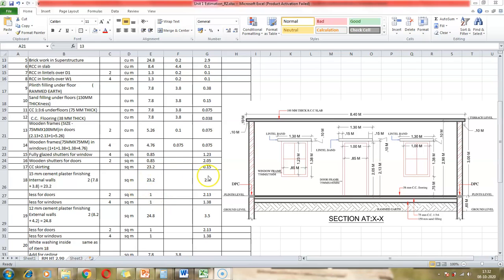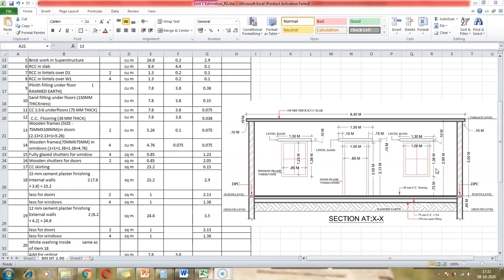And we know that the height of the room is 2.9 meters, that we can see from the section. So the perimeter of the room into the height of the room is the quantity of cement plaster finishing in internal walls. So we have 23.2 as the length, and the height is 2.9 meters. And that is the entire wall of the room.